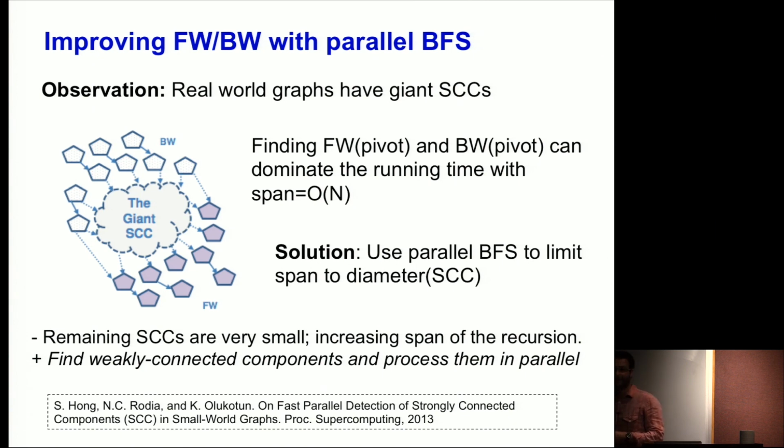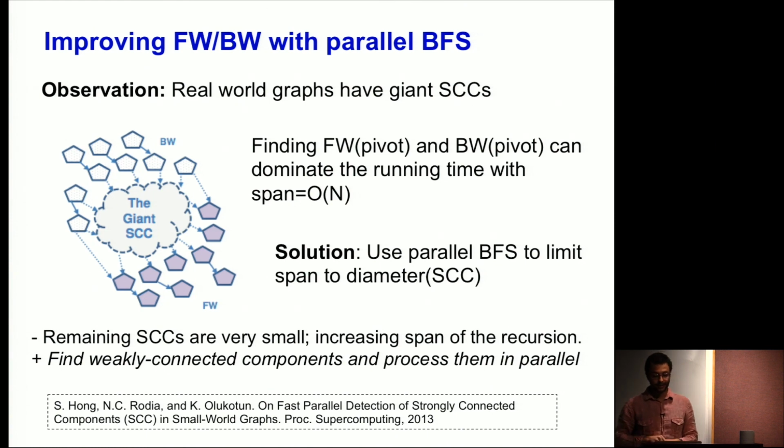in the graph. So for finding that efficiently, you need to use the parallel breadth first search techniques that we've described previously to get the span down to the diameter. So that was good. That's a solution. And the second problem was, in real-world graphs, the remaining strongly connected components, other than the giant one, are a lot of small ones. So the recursion keeps going and going for no good reason.